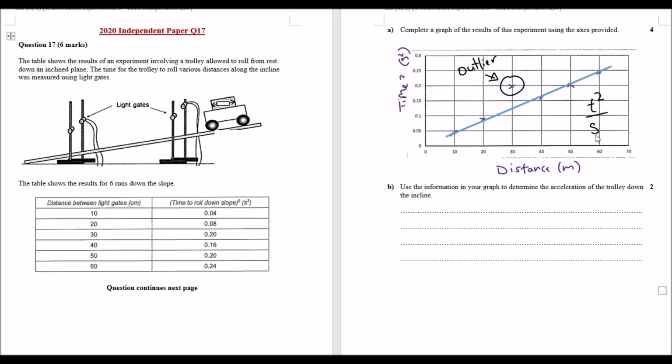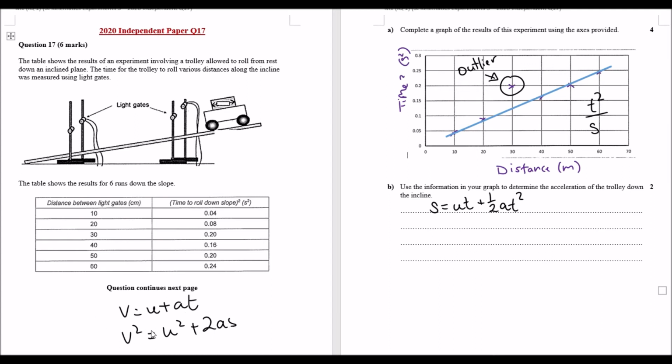So let's have a look at the formula. We have displacement equals initial velocity times time plus half a t squared. This is the form we're dealing with here. As you can see, if you look at the other kinematics equations we have, v equals u plus at, and then v squared equals u squared plus 2as.